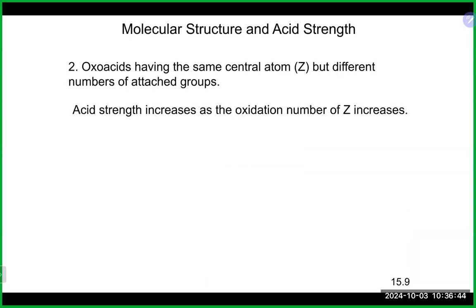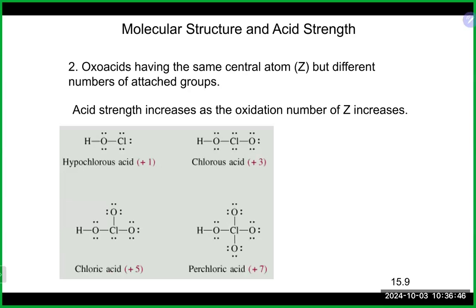Now, what happens if we have acids or oxyacids where we have the same central atom, but different things attached on the outside? Clearly in this case, because they are the same central atom, in this case all chlorine, we cannot use electronegativity to help us decide, because everybody's chlorine, so they all have the same electronegativity. So here we would need to look at the oxidation state of our central atom.